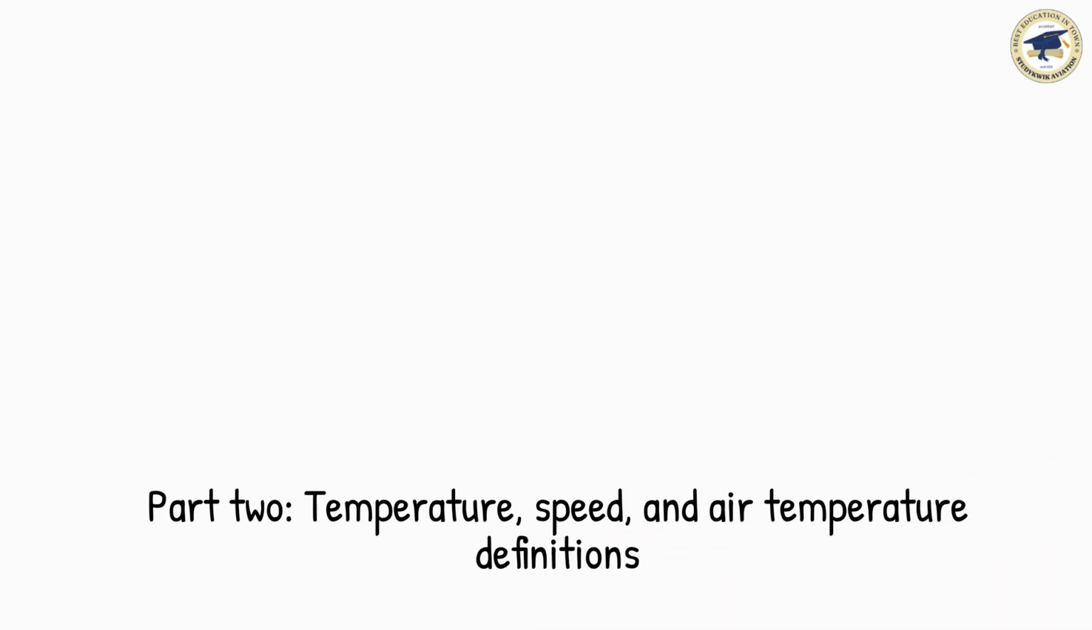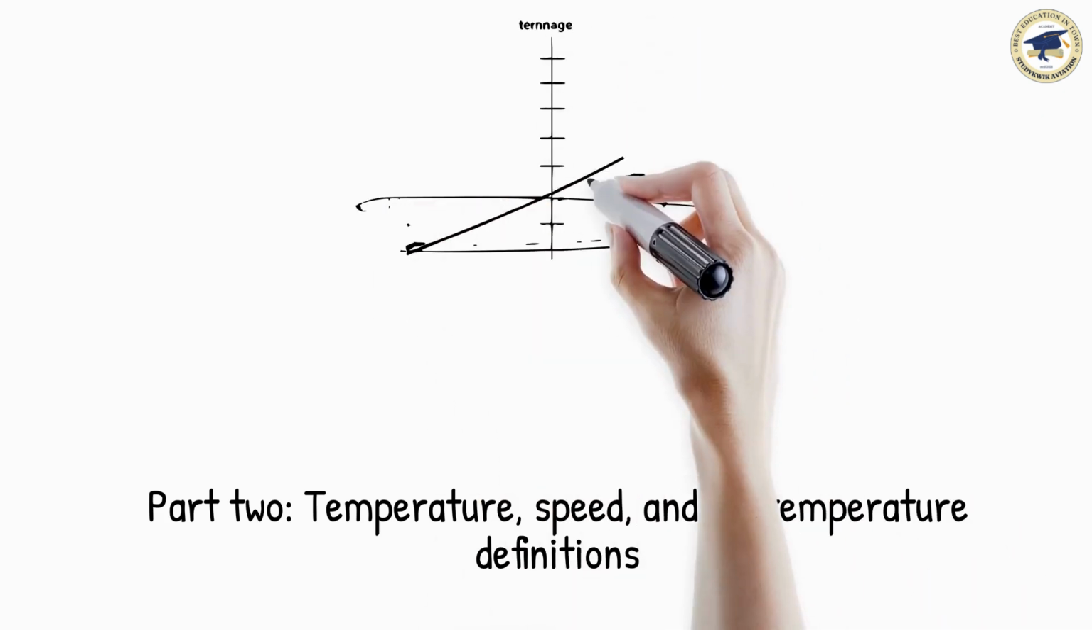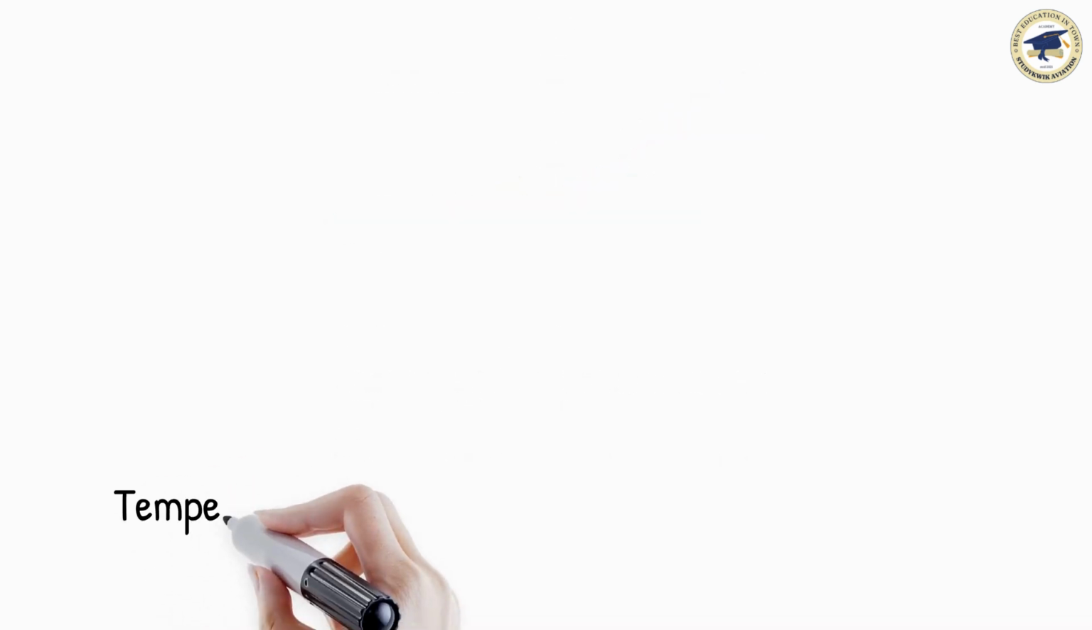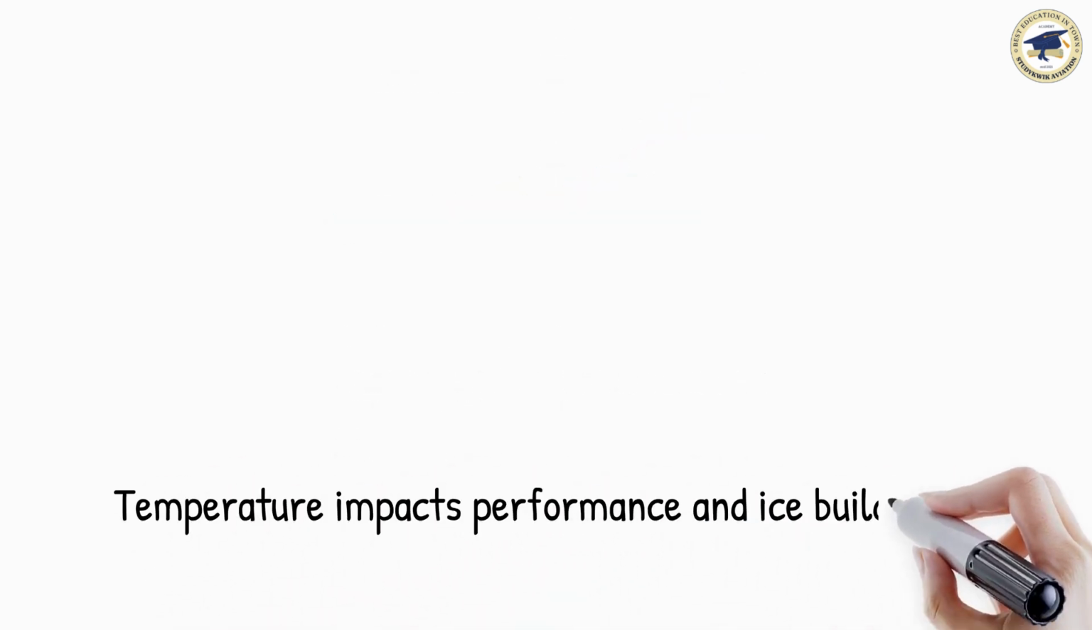Part 2 of air temperature measurement will take us through the relationship between temperature and speed and define static air temperature, total air temperature, and RAM air temperature. It will also look at methods of air temperature correction. A summary of the main points of the lesson follows.